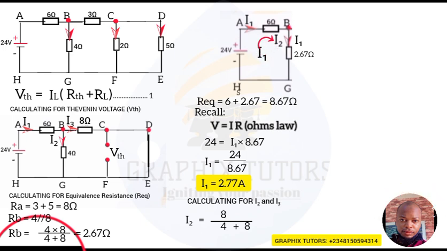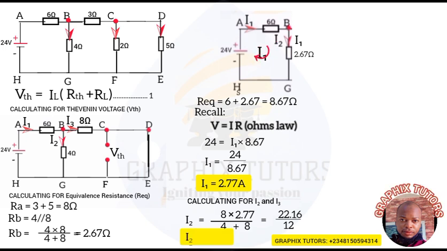Now, since I have removed the 4, I have to replace it with something. And what will I replace it with? I'm going to replace it with the current that divided into I2 and I3. And that is I1, which is saying my I total here. And what is the value of the I1 and I total? That is 2.77. So it will be 8 times 2.77 all over 4 plus 8. And that will give me 22.16 divided by what? By 12. Because 8 times 2.77 is 22.16 and 4 plus 8 is 12. And when you divide both of them, you'll be having 1.85 ampere. That is my I2.